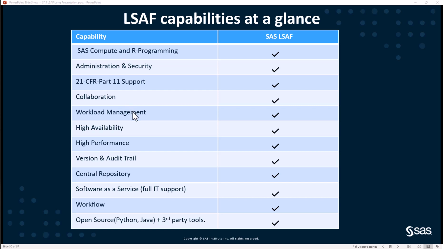A strong workload management, high availability, and high performance. There is a version control and audit trail. There is a central repository. This is a software as a service product, so all you need is a browser. We have workflow orchestration.